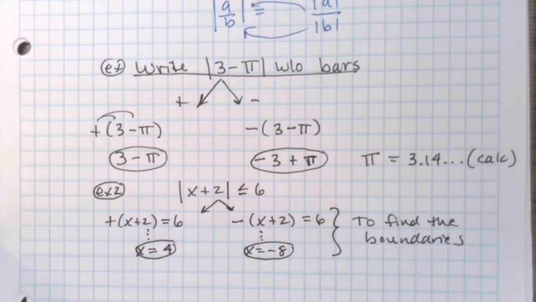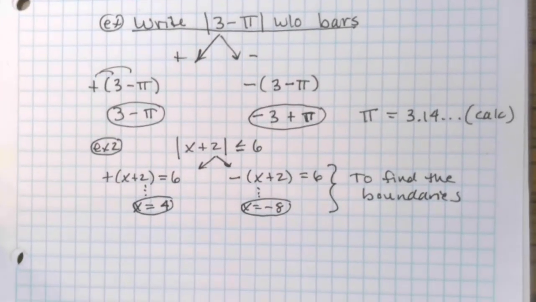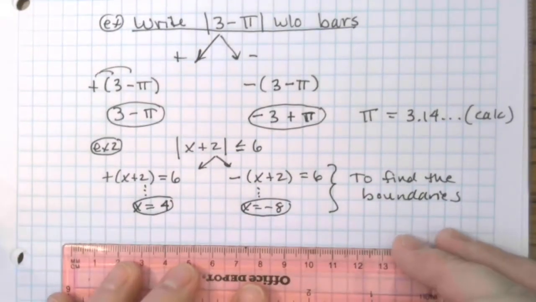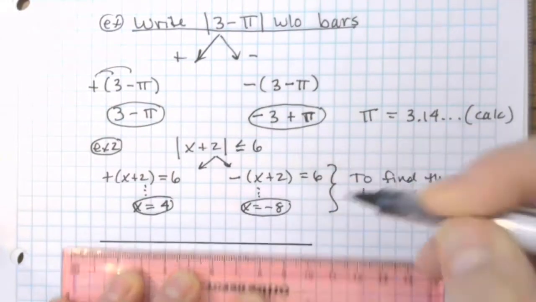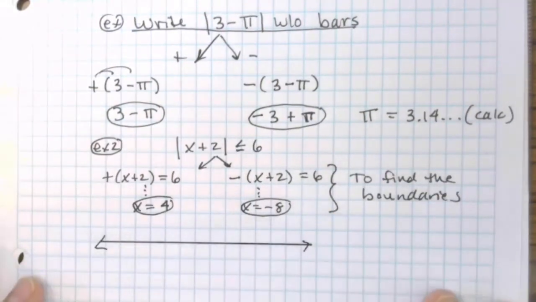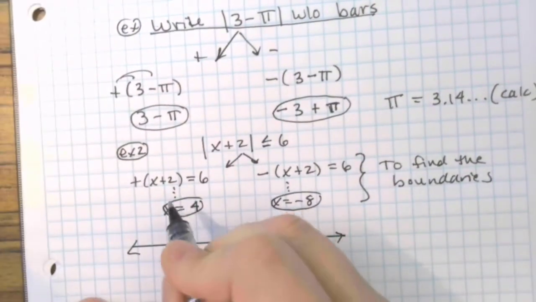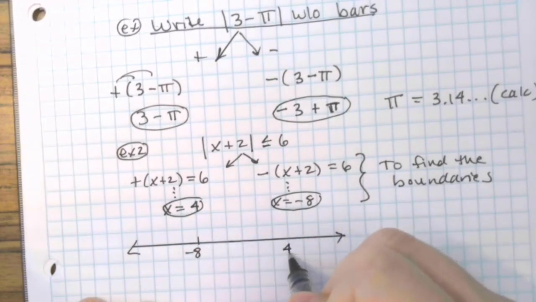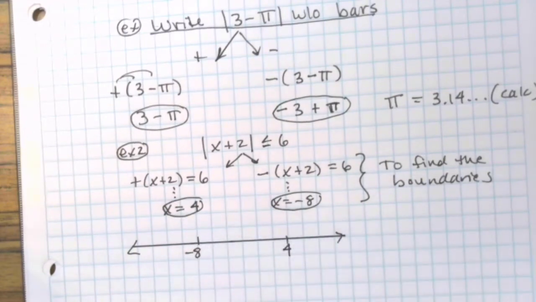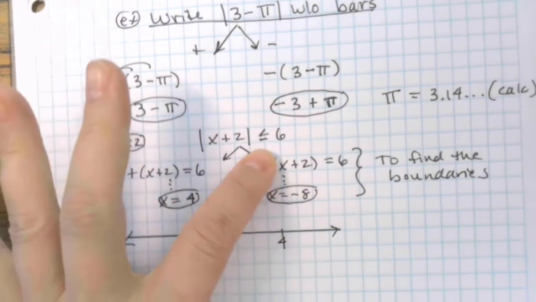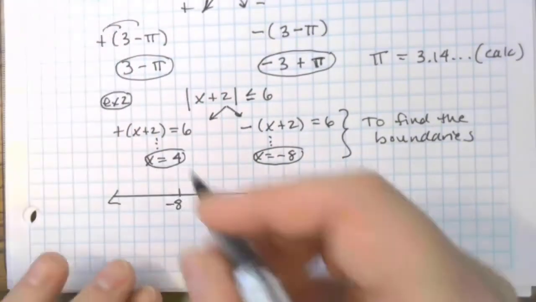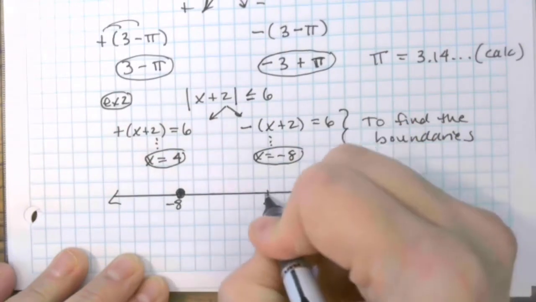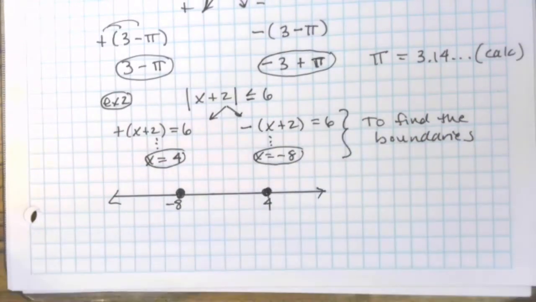Okay, so then after you found the boundaries, we need to figure out where this graph is. So draw yourself a number line. And it doesn't have to be super exact, but we have a -8 here and a 4. Obviously, -8 is smaller than 4. Now, because this is less than or equal to, these get filled in dots because they can be equal to -8 and or equal to 4.